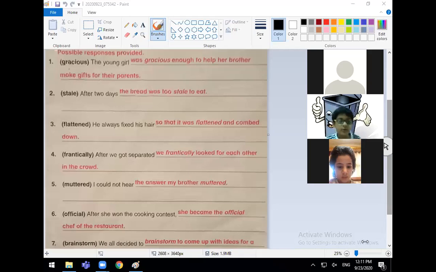To show kindness or good manners. That's exactly right. Excellent, Adito. Can you read the sentence for us for number 1? The young girl was gracious enough to help her brother make gifts for their parents. So that's really good manners and to be kind to help someone to do something, right? Very good. Excellent reading. Thank you, Adito.